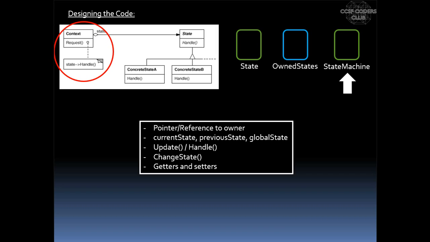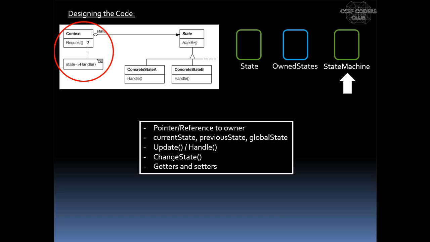Then you also need an update function or a handle function. That is going to be what calls the execute from the owned states. If you're doing, say, a video game, then each time going through the game loop, the update function gets called. And then it calls the execute for whatever the current finite state machine is. And then you have the change state function that I talked about in the previous slide.